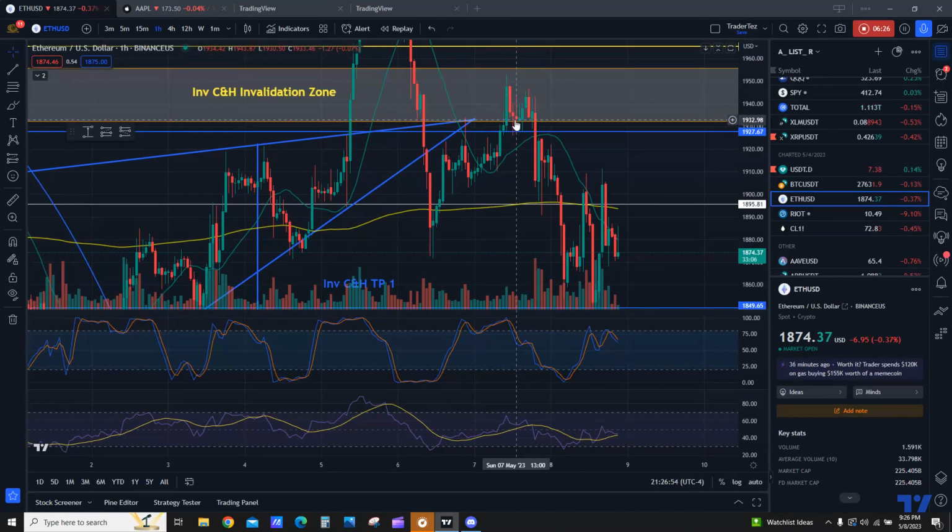If we drew a straight line here, we would see that it broke out, and then the moment it came down, you got a big red candle. The moment it crossed back down, big red candle. And this coincides with USDT. So this is around May 7th. Let's do May 7th, 1900.